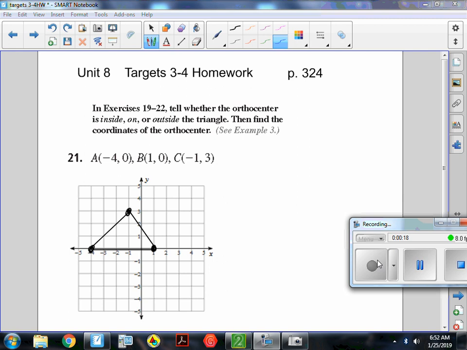That's just answering it because that's what the question asks. We're not going to ask you that on the test. To find the coordinates of the orthocenter, we need to draw all the altitudes.